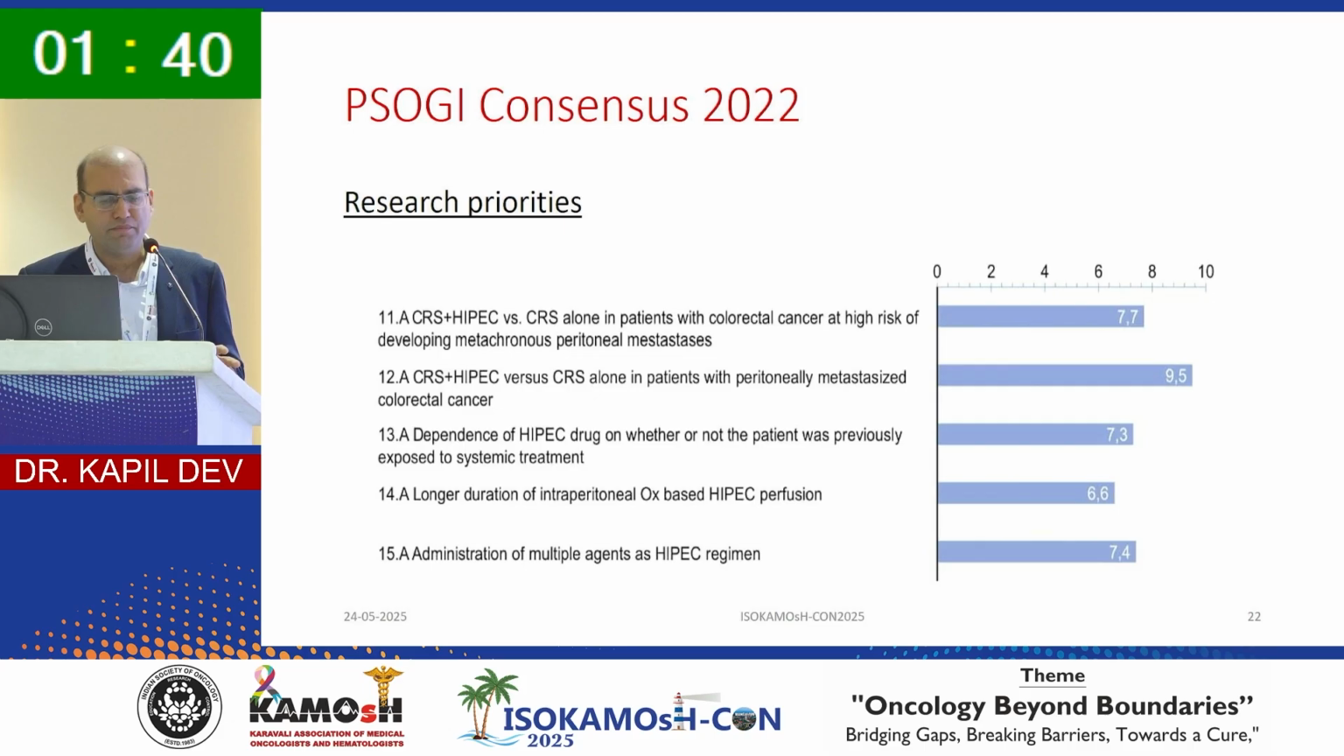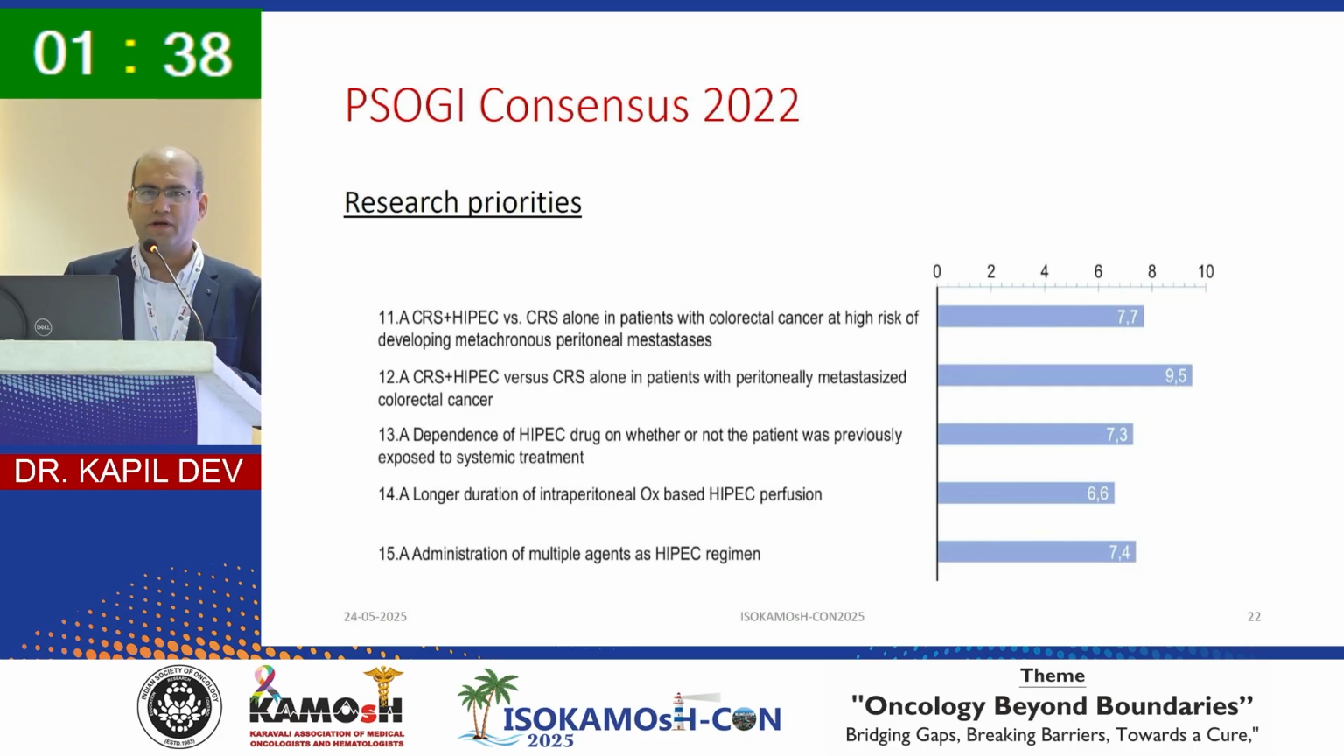They have also decided on some research priorities: for patients who already have metastasized peritoneal-limited disease, research promoted that they should go for CRS with HIPEC, and that the drug should depend on neoadjuvant protocols. A longer duration can be assessed and multiple drugs can be used, so that should be assessed in further studies.